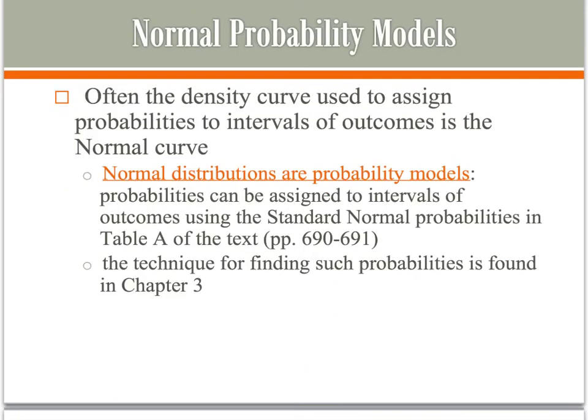The density curve used to assign probabilities to intervals is often the normal curve. And you'll see why, because normal curves come up a lot as we use large numbers of outcomes and do different things with sampling. And we use the standard normal probabilities in Table A, exactly what we were doing with proportions under the curve. So if you look back to Chapter 3 and all that we did there, that was really preparing you for this, using normal probability models.